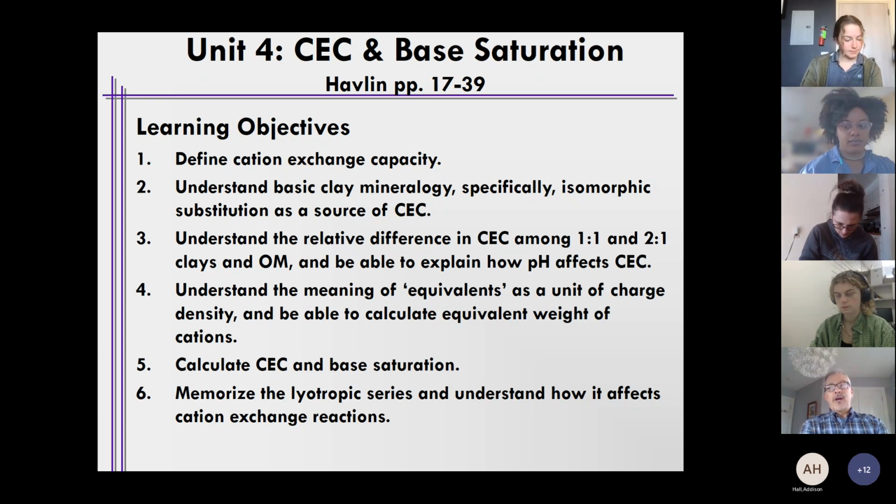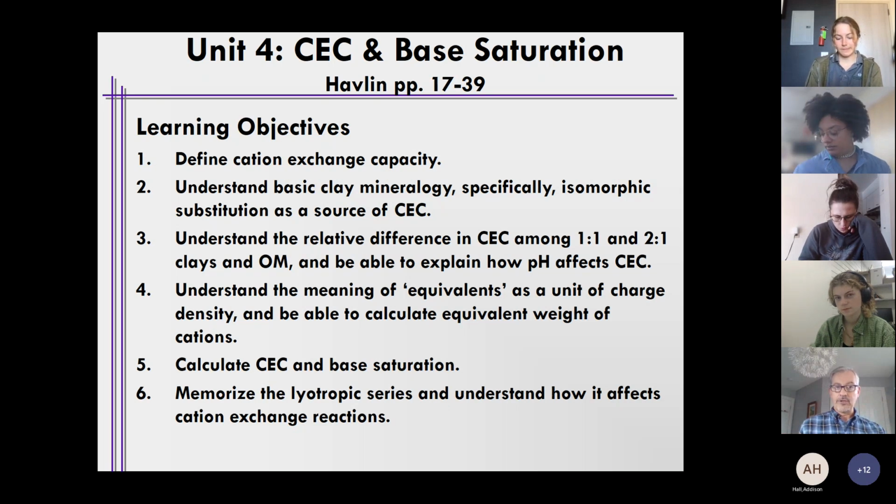And then we're going to go back and touch on this concept of equivalence or equivalent weights. And so you should have a general understanding of the meaning of equivalence as a unit of charge or charge density, and be able to calculate equivalent weight of different cations. We'll show you how to do that because that ties in directly with cation exchange capacity and how we determine cation exchange capacity in soils. And then, of course, that leads into actually being able to calculate cation exchange capacity and base saturation. So this unit somewhat ties back to the previous unit where we talked about base saturation.